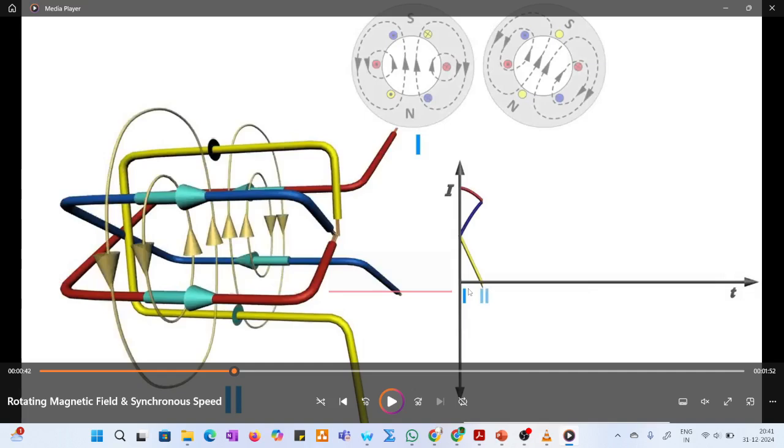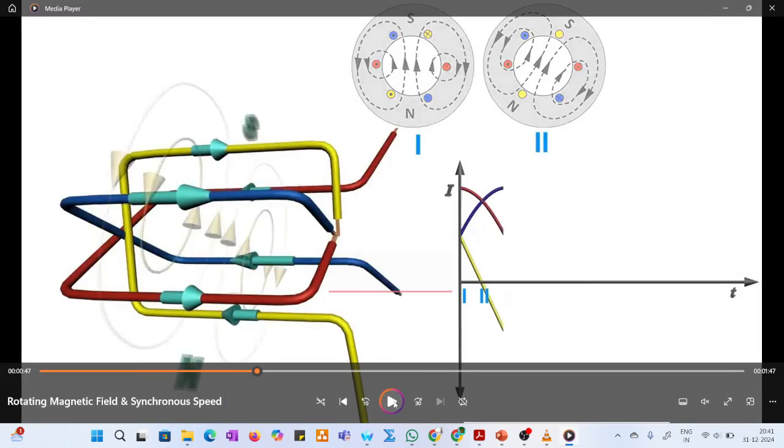As we can see here, based upon the arrow point, the plus indicates that current is flowing through, and the dot indicates that current is coming out.